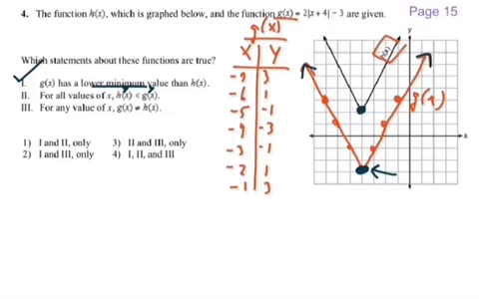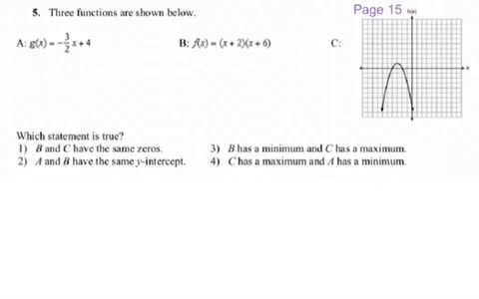Then, for statement number 3, it says, for any value of x, they would not be equal to each other. Well, that would be true because these graphs never intersect each other, which is what this is saying, that they do not intersect is a true statement. Therefore, 1 and 3 would both be true, so your answer would be choice 2. Going on to question number 5, the correct answer should be B.